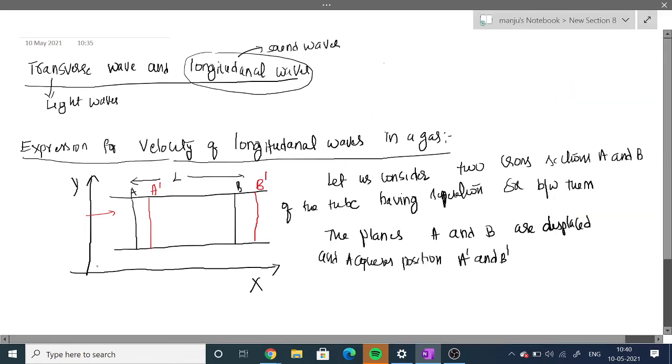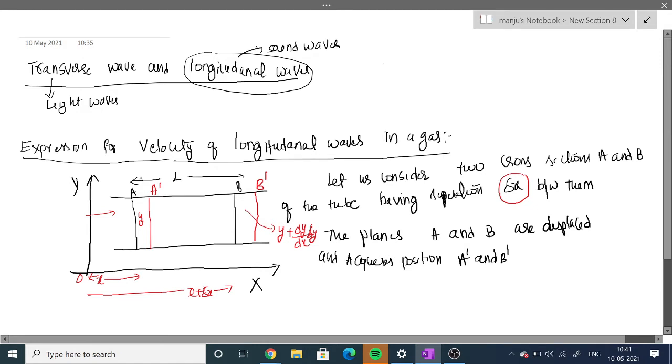Now the distance is given. From the origin, the original position of A is x, and the original position of B is x plus delta x. The distance between A and B is delta x. The new displacement I can call y, and here the displacement of B dash I can call y plus dy by dx into delta x.